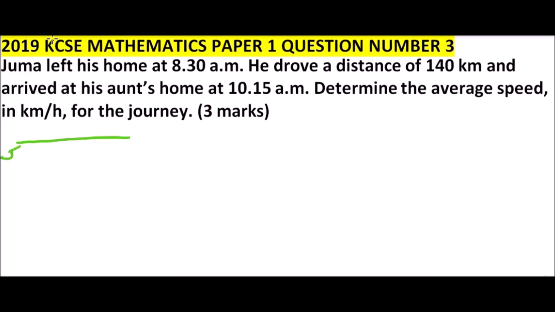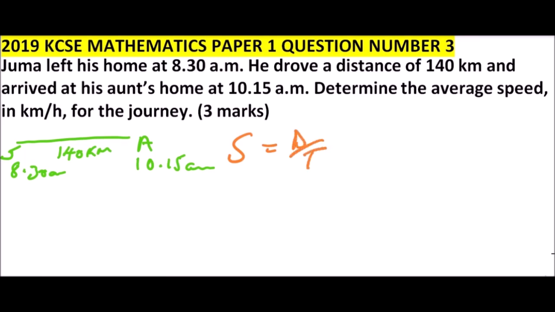So we can start here by saying from Juma's house, maybe you can use a line. This is Juma and this is the aunt's house. So he started at 8:30 a.m. and arrived at 10:15 a.m. Now, given that the distance is 140 kilometers, we are required to find the average speed. So we can say speed is equal to distance over time. We already have distance equal to 140, so we look for time.